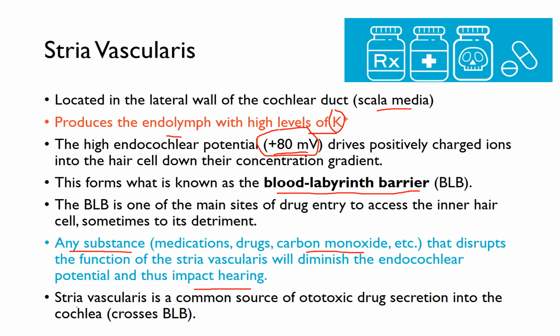And furthermore, the stria vascularis is a common source of ototoxic drug secretion into the cochlea. And ototoxic drugs can either target the stria vascularis itself and its fluid diffusion function, or they can cross the BLB at this location and damage other components of the auditory system within the inner ear.